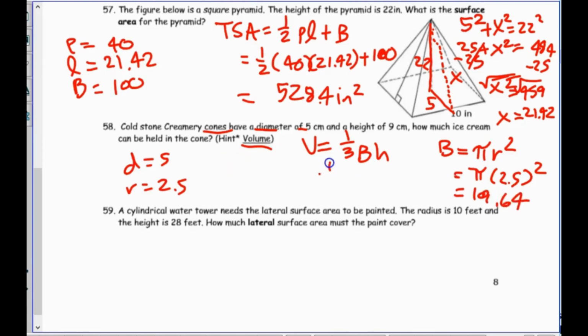Okay, so I'm going to do 1/3 times 19.64 times the height, which is 9. So we knew the height was 9. Times 1 divided by 3 times 9. 58.9.